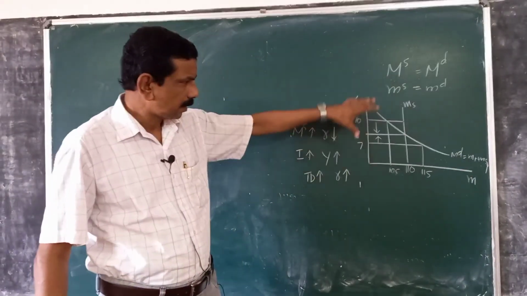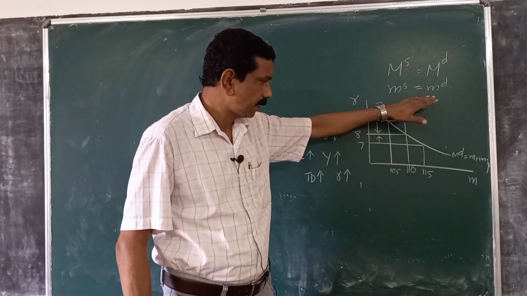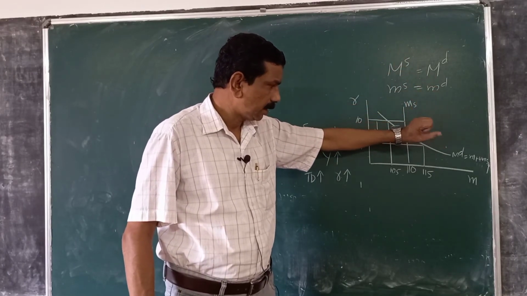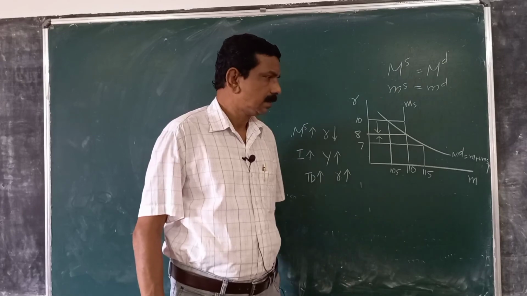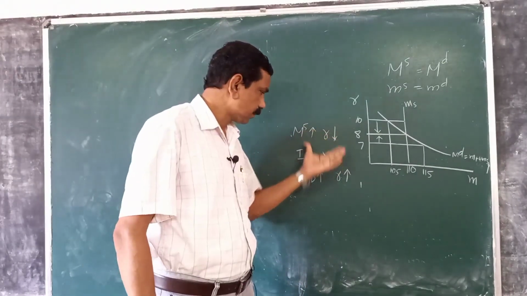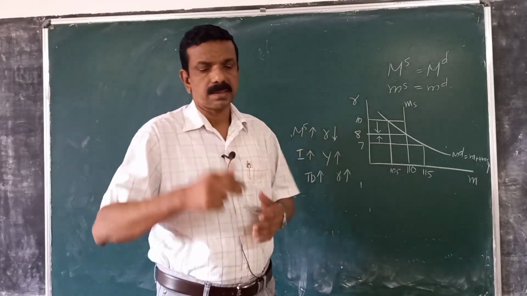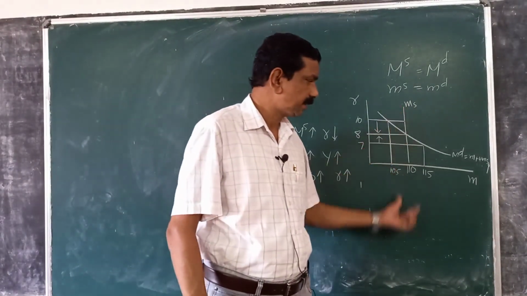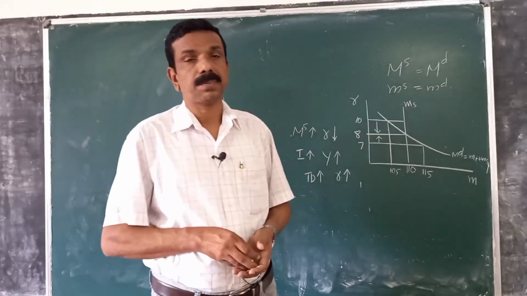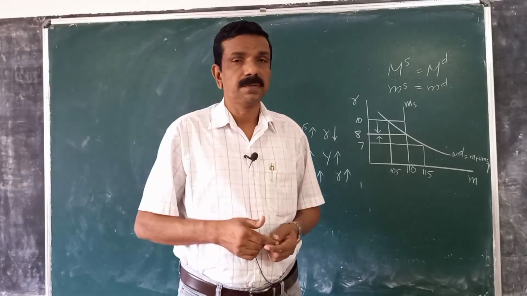So, the equilibrium rate of interest will change if there is a change in the supply of money, a change in the level of income, and also a change in the speculative demand for money. And also these variables are interrelated. Now, in the next session we will consider each of these changes separately on the equilibrium rate of interest.